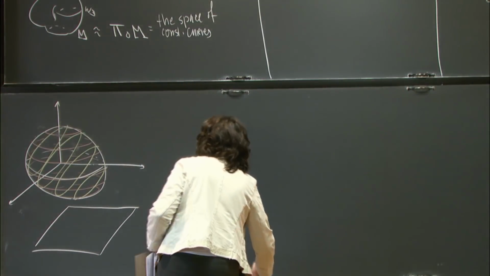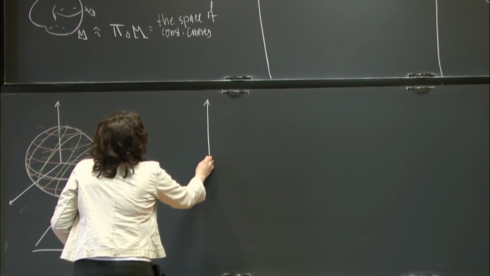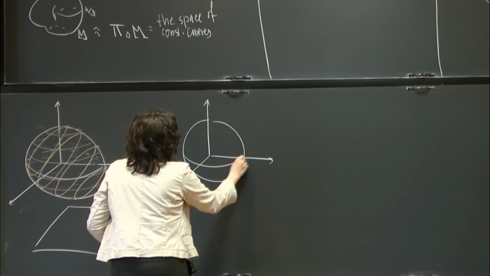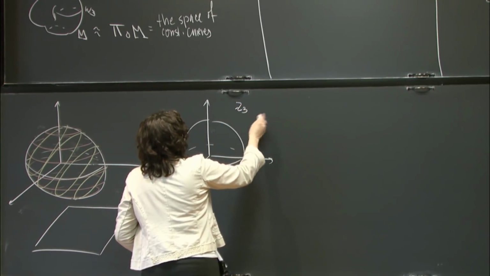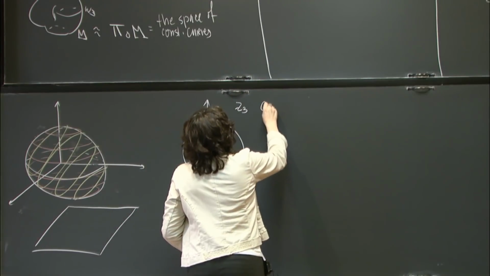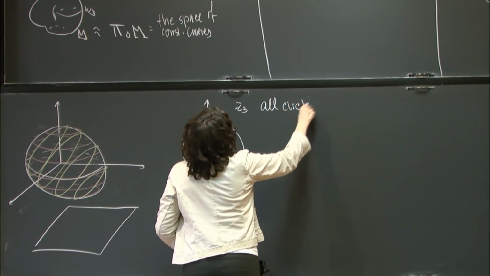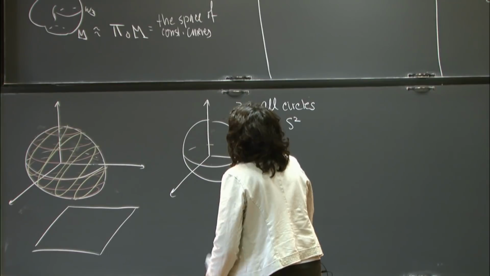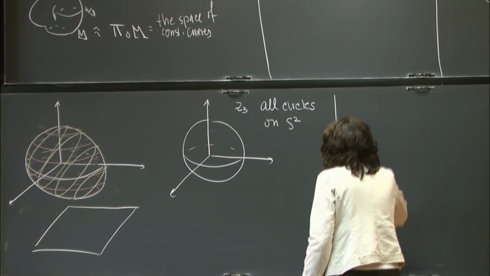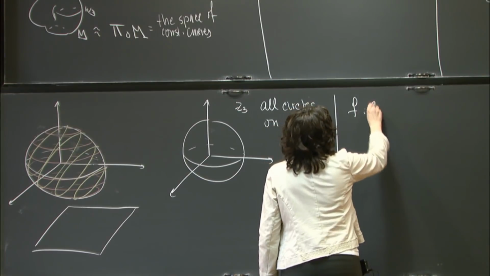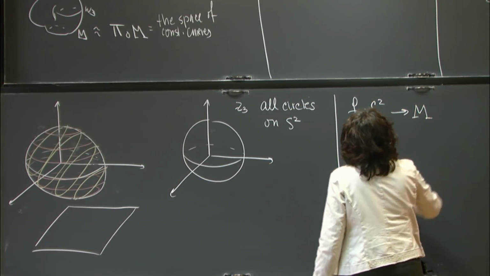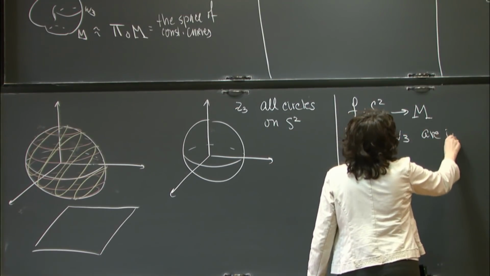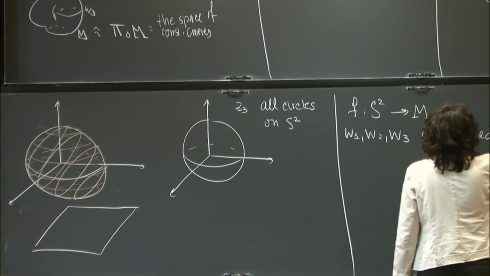And finally, Z3. I don't have to draw anything actually. I just take all circles on S2. Okay, so what are W1, W2, and W3? Well, since I have a Riemannian two-sphere, I have a diffeomorphism from a round sphere to M. And so W1, W2, W3 are induced by F star.